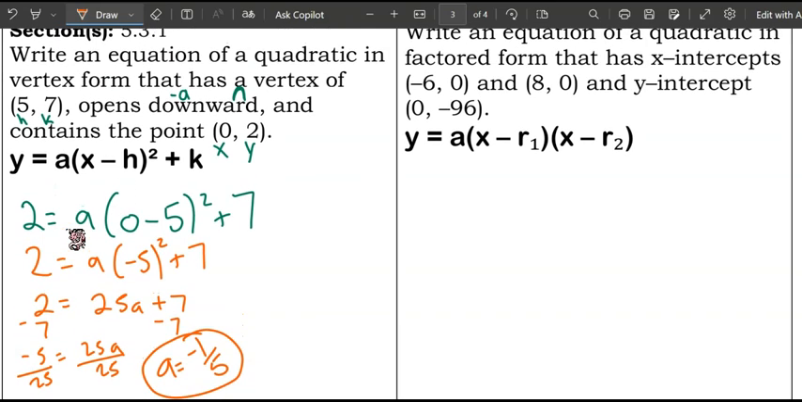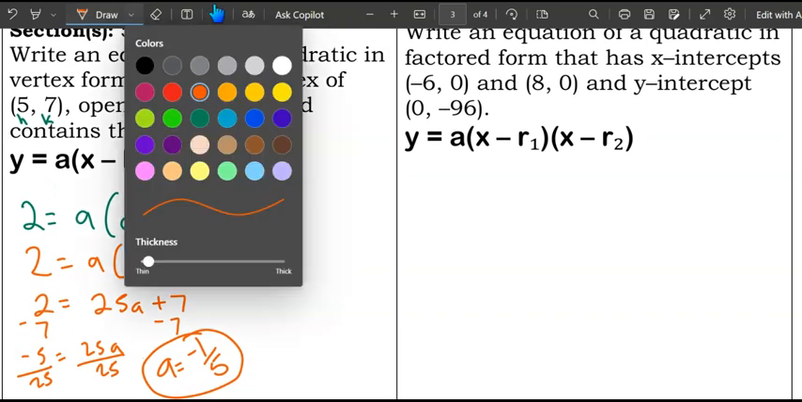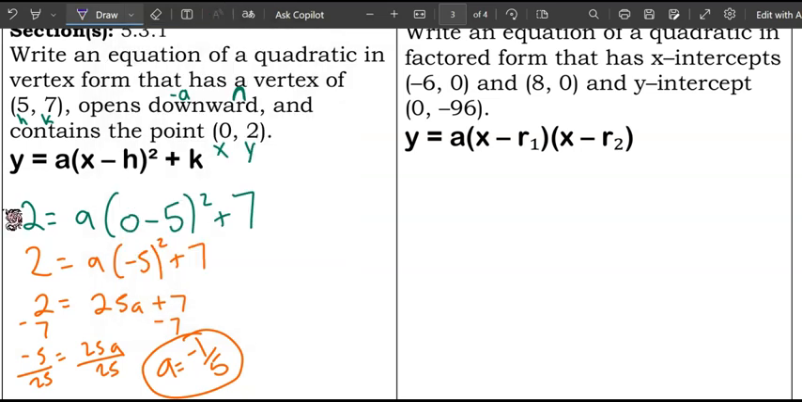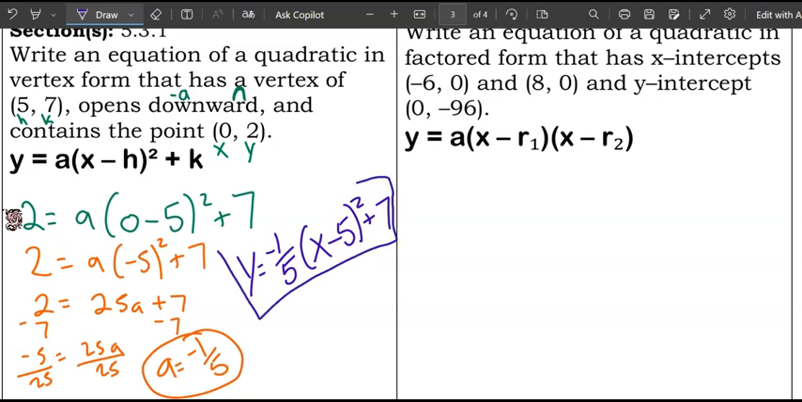Once we found the a, we can write out our vertex form equation: y equals negative 1/5 (x minus 5) squared plus 7. Notice that in our vertex form equation, the x and the y become variables again. You replace the a with your found number, and then the vertex numbers are still plugged in for h and k.